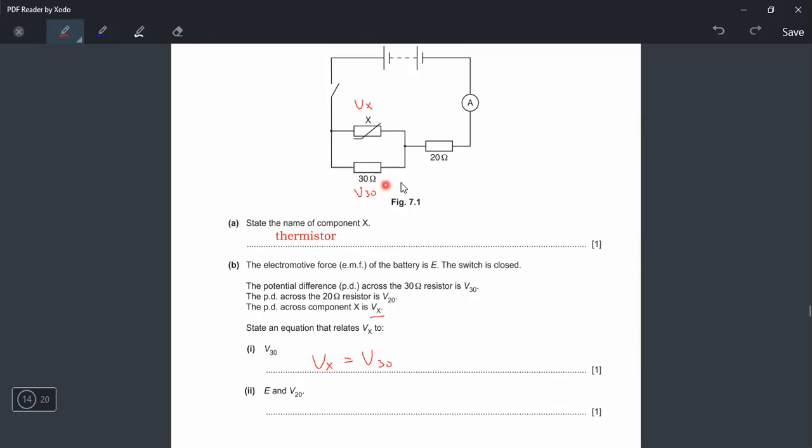Easy enough. Next, he wants an equation that relates E, which is the EMF of the supply, Vx and V20. So what's the relationship between these? Well, Vx plus V20 gives you what? E. So if this was 10 volts, for example, and this was 2 volts, this would be 8. So E is equal to Vx plus V20.